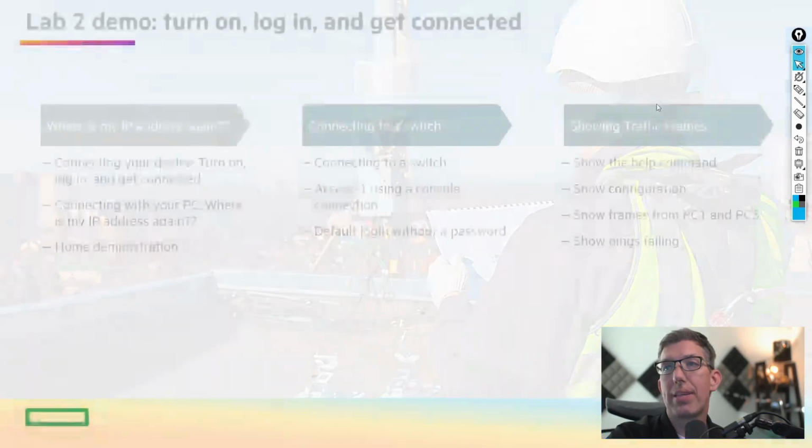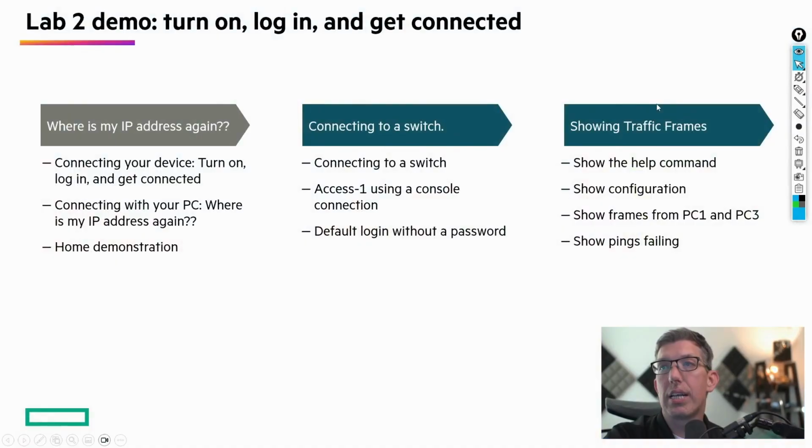So the first lab that I demonstrated was getting into your PC, double checking what your IP address is. What we want to look at now is how do we connect to a switch? How do we show traffic on a switch? Like how do we get help if we don't know what a command is? How do we view the configuration somebody already did for us on a switch? How do we show frames?